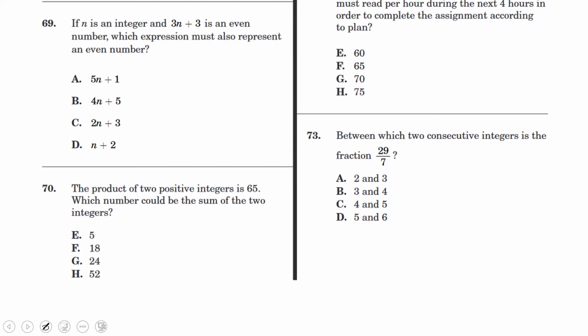So next, if n is an integer, 3n plus 3 is an even number. Let's just figure out n is equal to 1, right? So that's 3n plus 3 is equal to 6. It's an even, so it has to work. So if you plug in n equals 1 in all of these multiple choices, A works, B does not work, C does not work, D does not work, A.